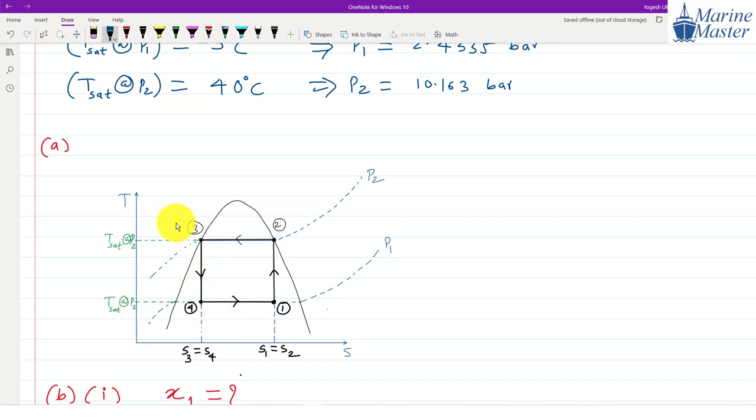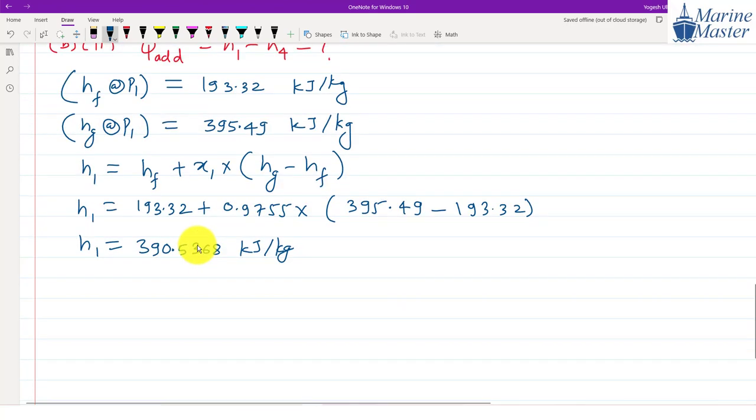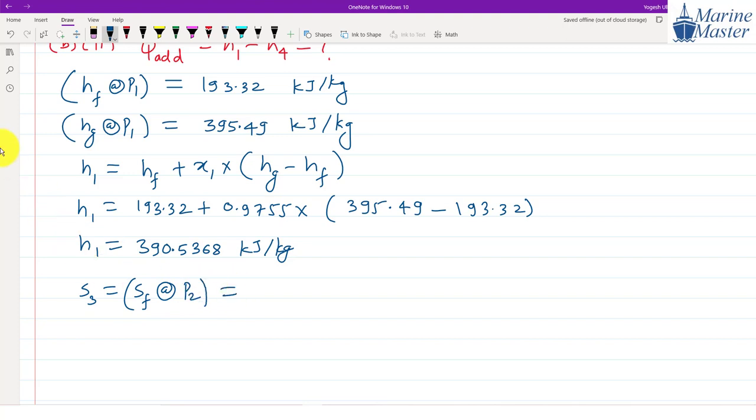So first of all, we are going to find out the entropy of point 3. What is the state of point 3, guys? Saturated liquid. And for saturated liquid it will be sf, entropy of saturated liquid, guys. But at what pressure? Point 3 is at P2 pressure. So S3 will be equal to sf at P2, the entropy of point 3.